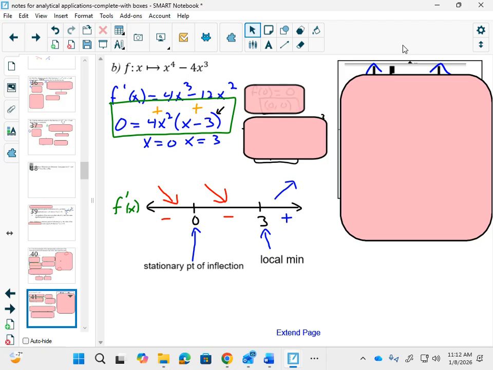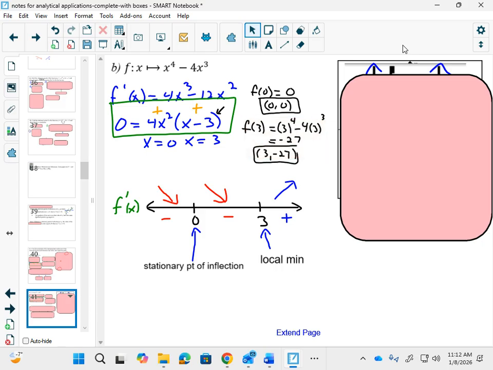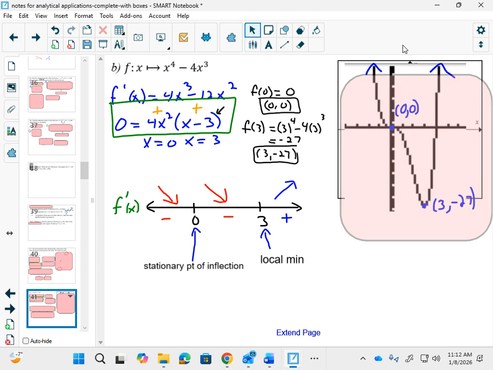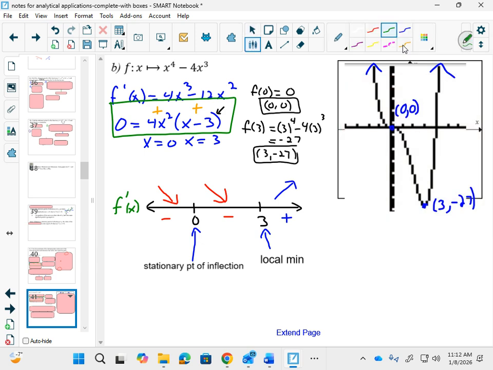We can plug in 0 and get 0, 0. We can plug in 3 and get 3 comma negative 27 as our key points. So to start off this graph, this is how I would start my graph. I would start with this point and this point. And then I need to decrease to here, decrease after to there, and increase.